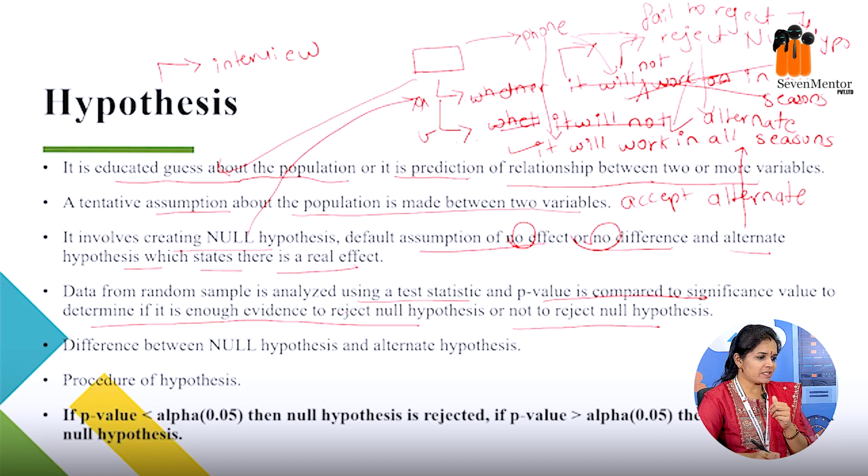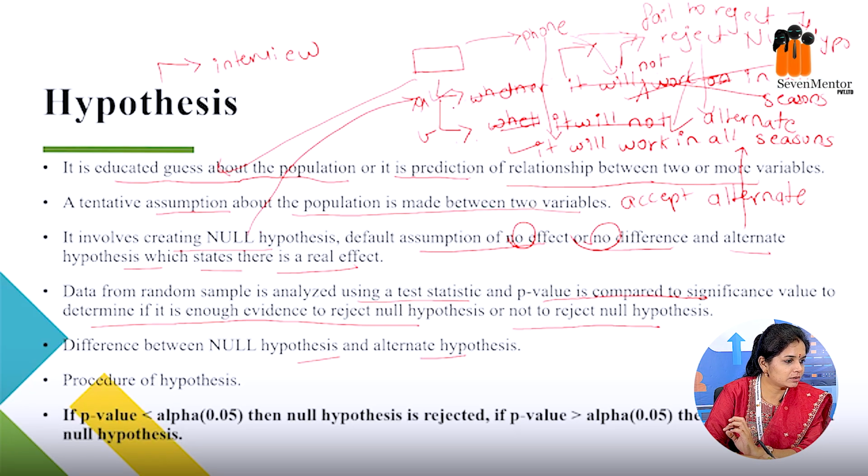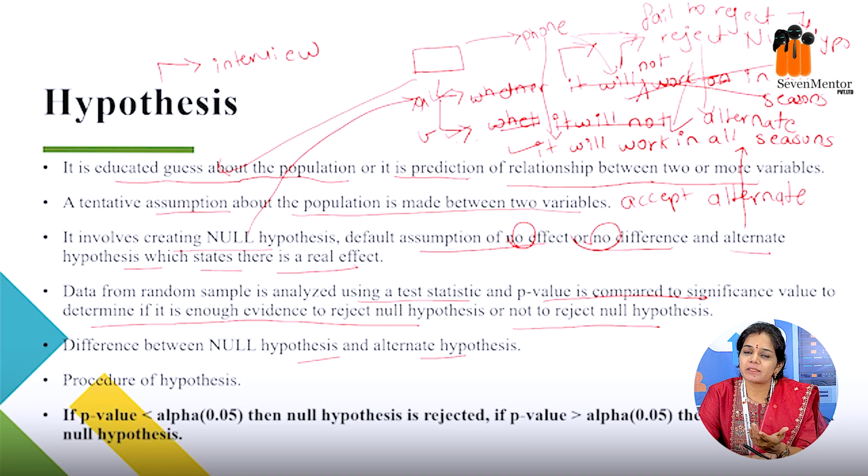Okay, so let's have a quick look at the difference between null hypothesis and alternate hypothesis. The null hypothesis states that there is no relationship between two variables. The alternate hypothesis tells that there is a relationship between two variables. Let's say, for example, cancer patients are increasing due to pollution. This is the alternate hypothesis. Null hypothesis: cancer patients are not increasing due to pollution.